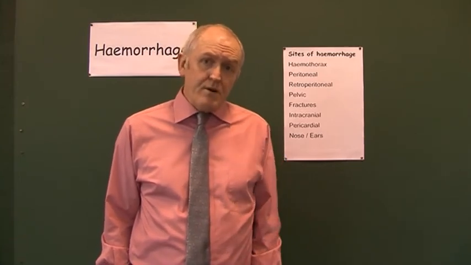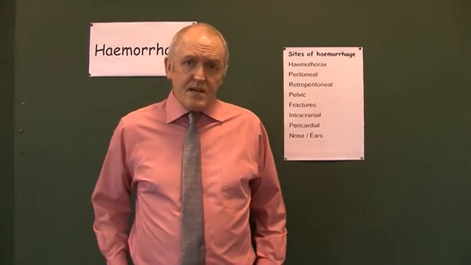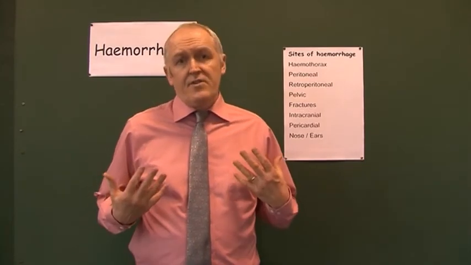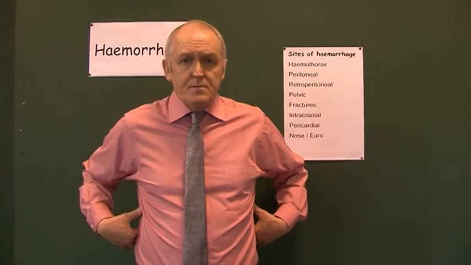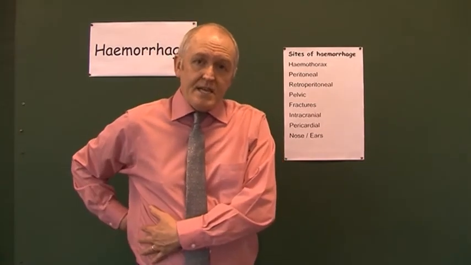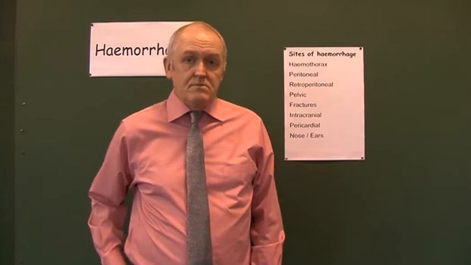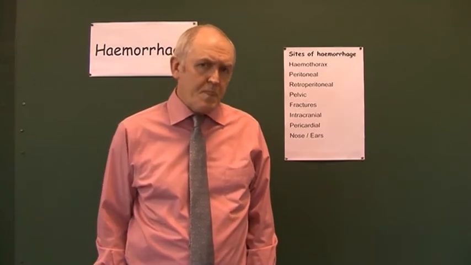Now, there is a retroperitoneal space as well, behind the peritoneal membrane. For example, the pancreas and the kidneys are retroperitoneal. So if a kidney's bleeding, there can be a retroperitoneal bleed that won't go into the peritoneal cavity, but the patient can still lose quite large volumes of blood from that.